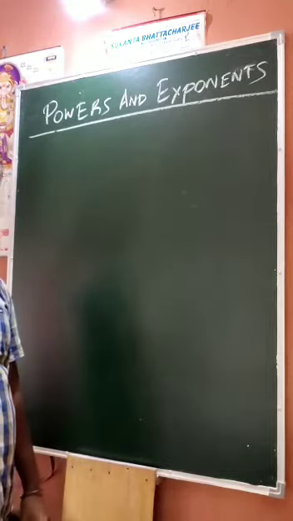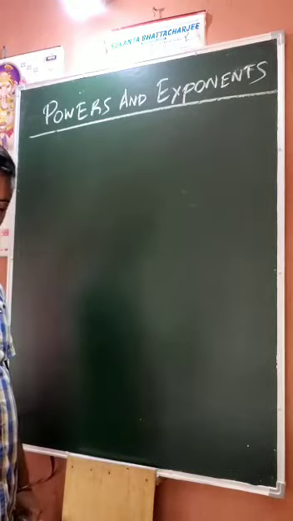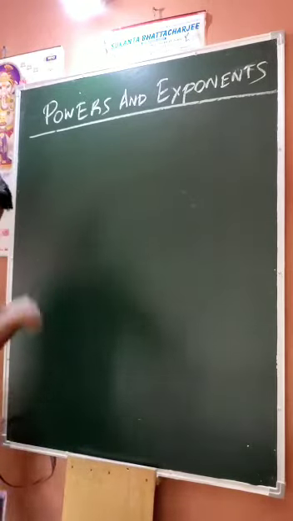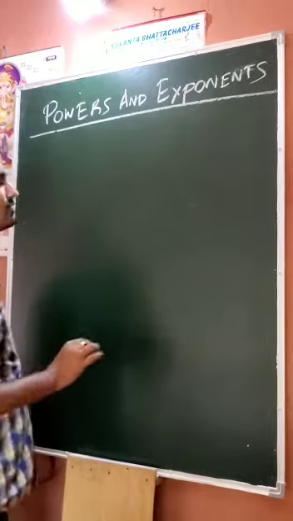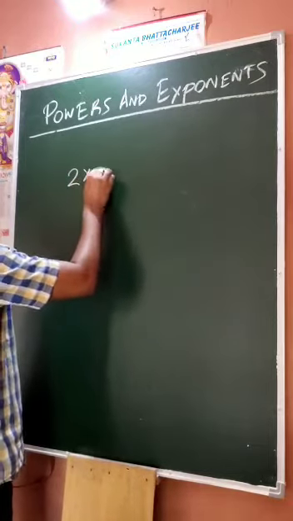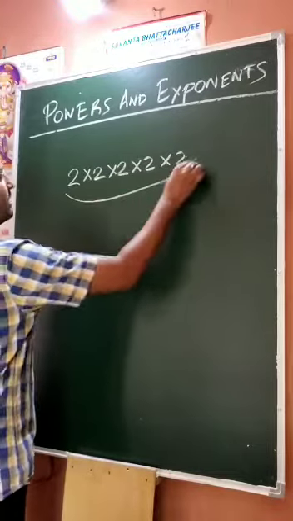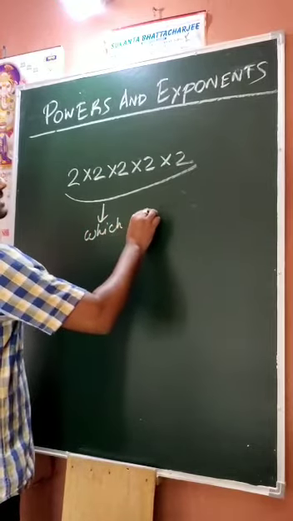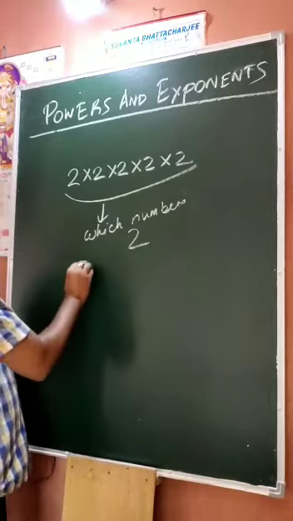Actually, by using the exponents you can write a larger mathematical expression in a shorter form. Suppose we understand this by using this example. Suppose the task is you have to multiply 2 5 times. That means 2 into 2 into 2 into 2 into 2. So which number do you multiply? That is 2.